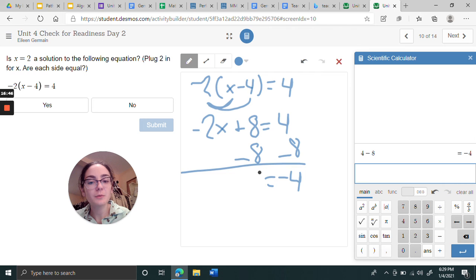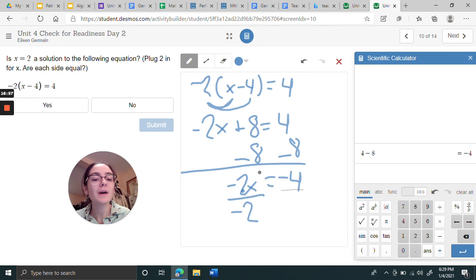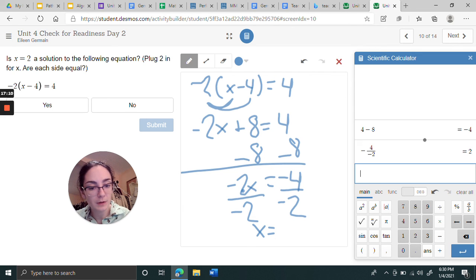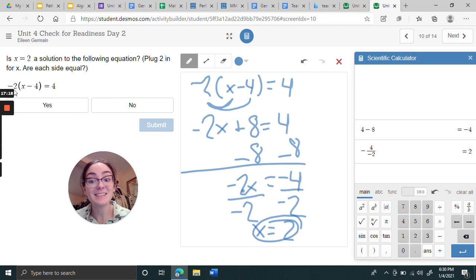And we're left with a -2x on the left side. Now we need to isolate this, so we're going to need to divide, because it's attached through multiplication, so we need to divide by -2, divide by -2. X is going to be equal to -4 divided by -2 gets me a +2. So is that equal? Yes, it is. Nice job. Very nice job. And hit submit.